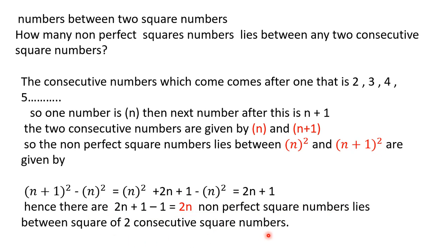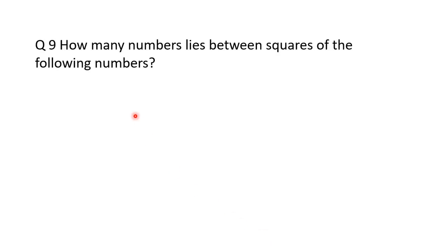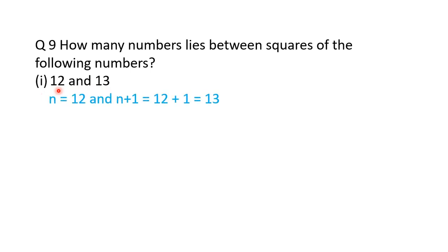So let's do the problem based on this. Question number 9 says, how many numbers lie between squares of the following numbers? So the first question is given 12 and 13. So we have to find how many non-perfect square numbers are between 12 square and 13 square. Here n is equal to 12 and n plus 1 is equal to 12 plus 1, that is, they are consecutive numbers.